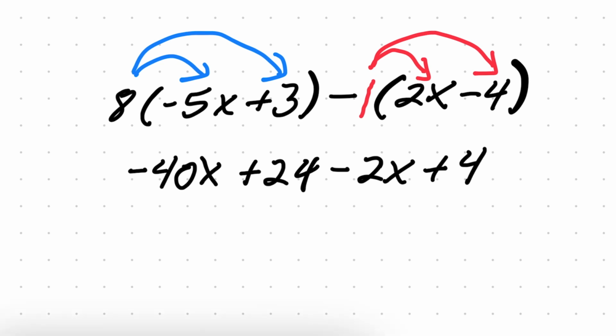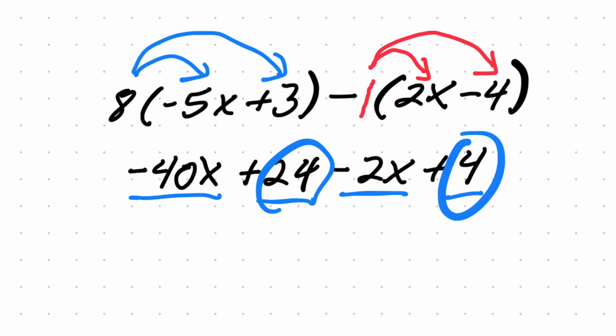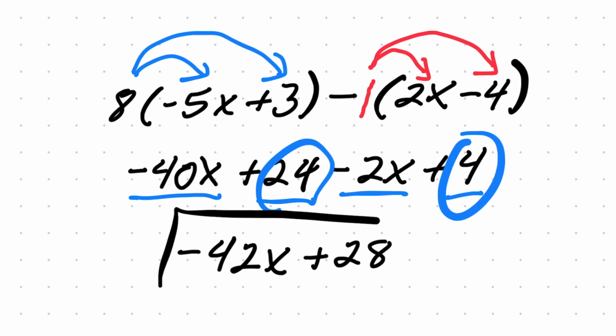So now you have like terms. You can combine the negative 40x and the negative 2x. And you can also combine the 24 and the 4. So when you add the x's, you're going to get negative 42x. And when you add the 24 and the 4, it gives you positive 28. So this would be your final answer.